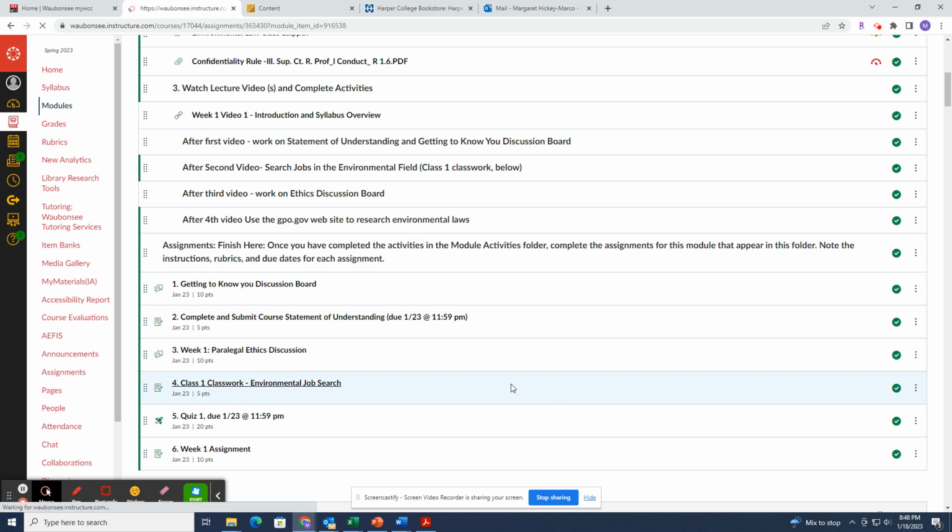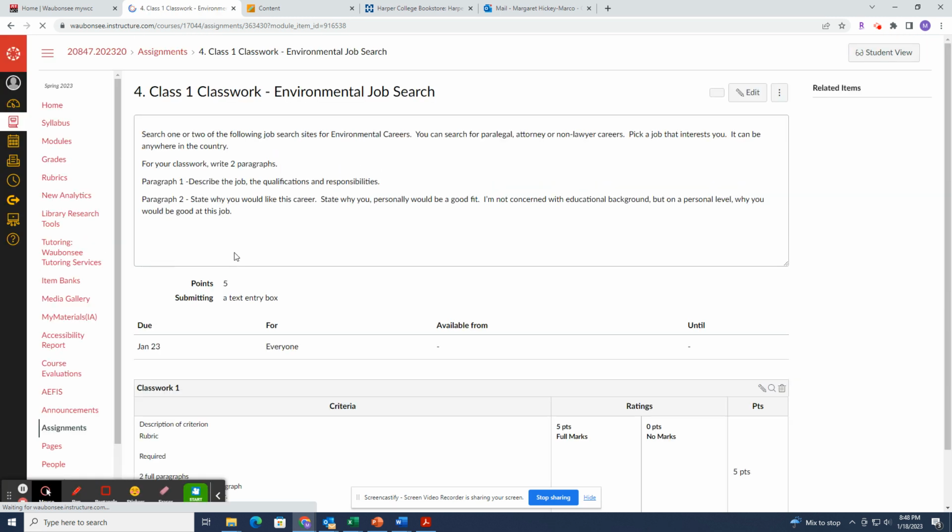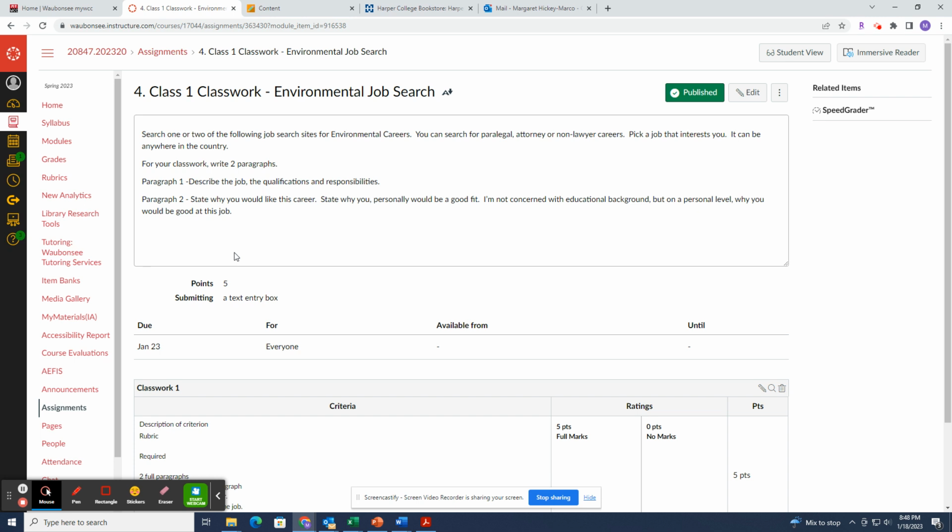you're going to just do a little 2 paragraphs. The first paragraph is describing a job that you would like. And I don't really care about whether you have the experience or don't have the experience for this. It's just kind of like a dream job, aspirational. So the first one, describe the job, the qualifications, and the responsibilities. And then the second paragraph, say why you would like this career and why you think you'd be good at it. This is just your personality and your work ethic, why you personally think would be a good fit. So just some ideas, something a little bit aspirational, and just like 2 paragraphs.